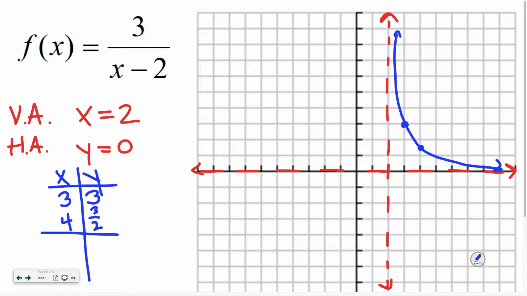What are 2 numbers on the other side of 2? 1 and 0. When I plug in 1, we get 3 over 1 minus 2. So that's, what, negative 3? Yeah. And then when we plug in 0, we have 3 over negative 2. Okay, we have 2 points. That's enough for us to know that we have a smooth curve that approaches our asymptotes. That's our graph.